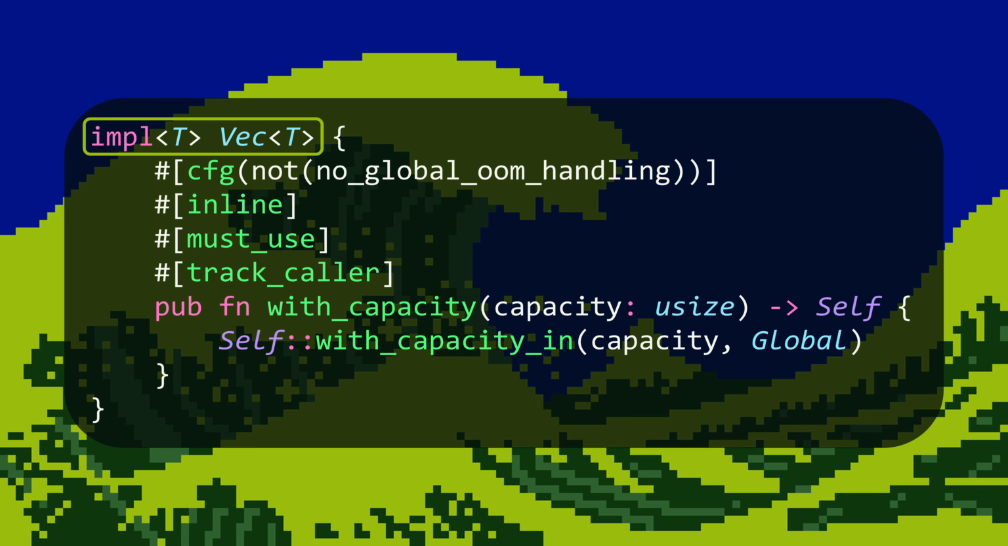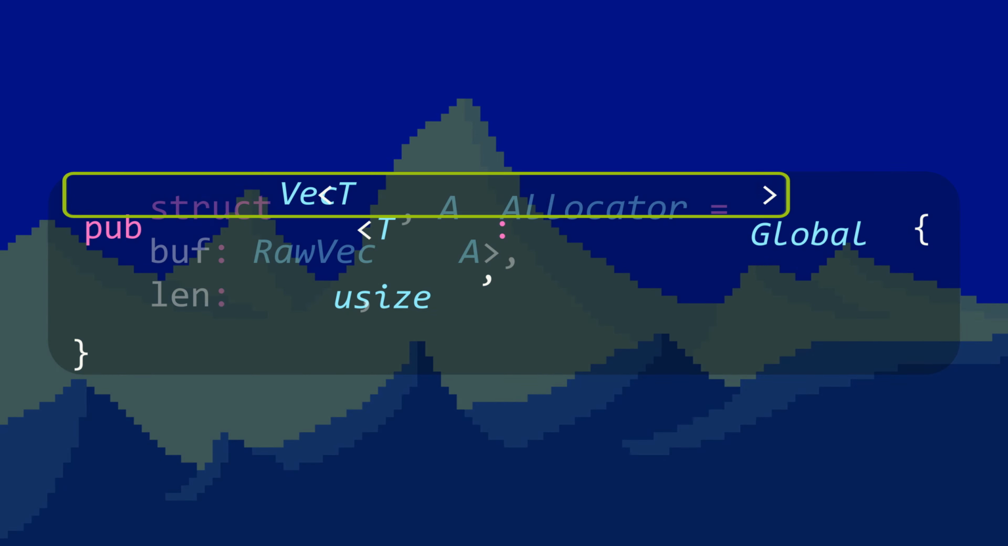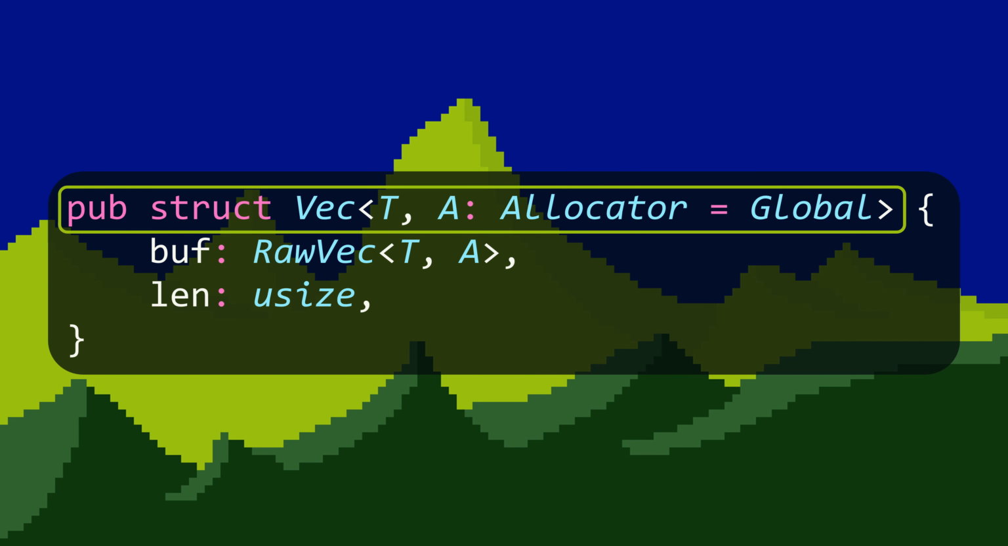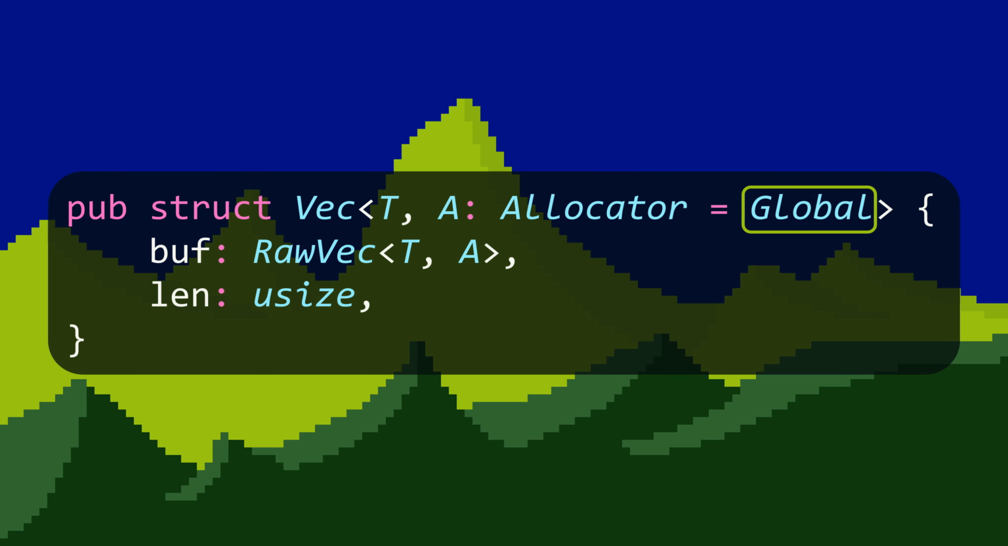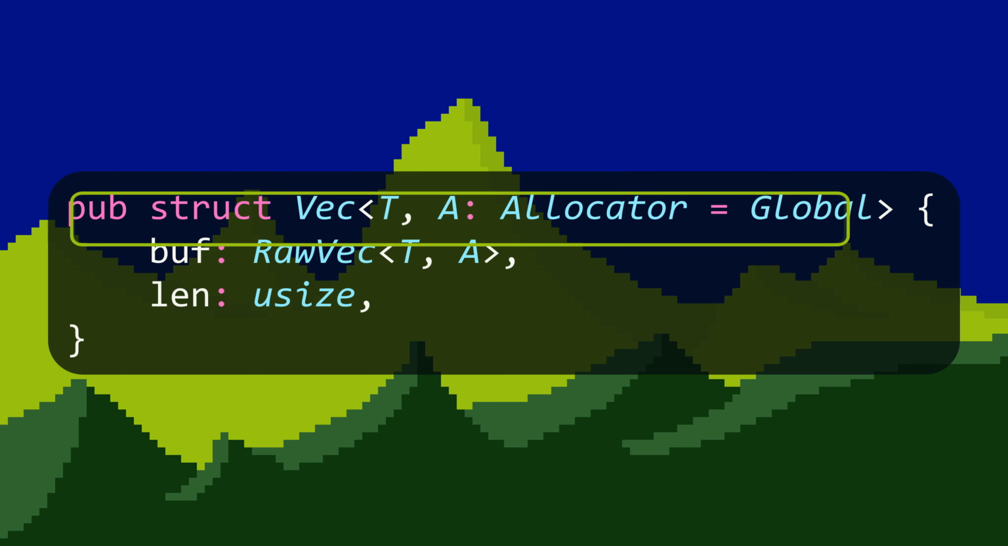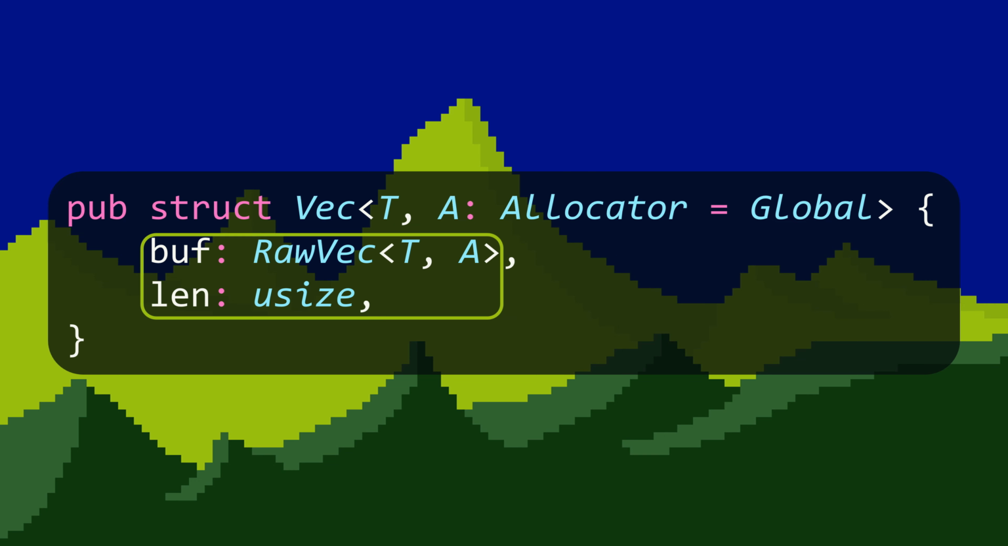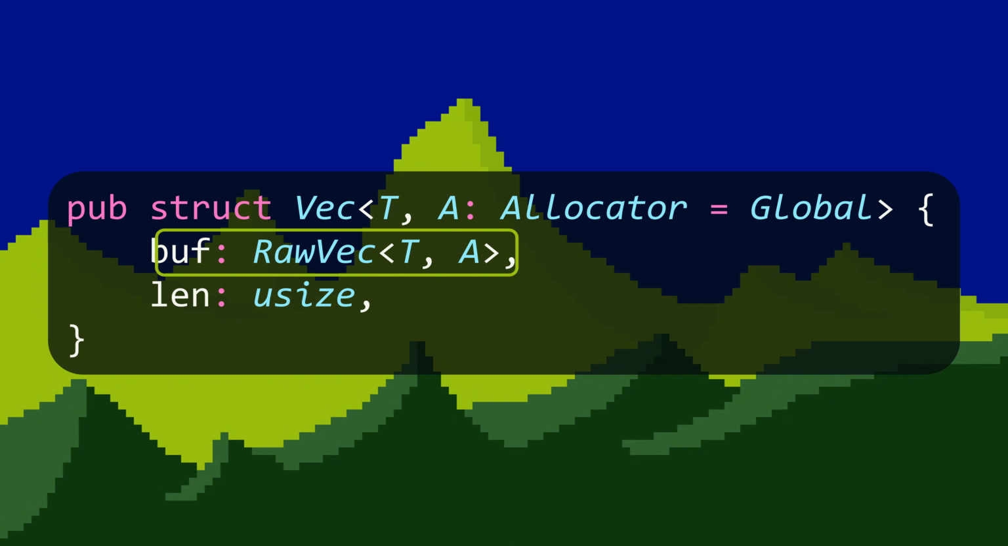As a refresher, let's speedrun the structure of Vec. Vec is a struct with 2 generic type parameters, T and A. A must implement the Allocator trait and is, by default, the Global allocator. Check out my first video for an explanation of this API. Vec has 2 fields, buf and len. Len is a usize and buf is a RawVec.